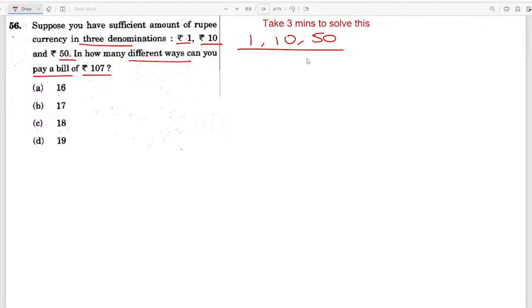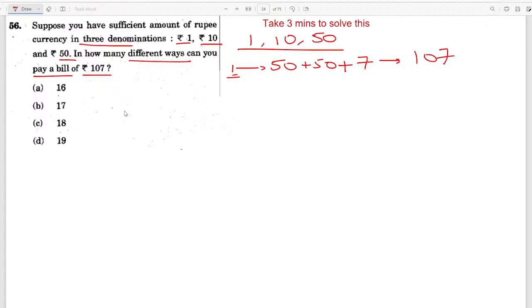So now you have to calculate how many different ways in which you can pay the bill. One way would be to use 50 rupees, 2 notes, 50 plus 50, and then you use 7 1 rupee coins. So 50 plus 50 plus 7. This is one way. You'll get 107. You have to think that this is one way: you have used 2 50 rupee notes and then 7 rupee coins.